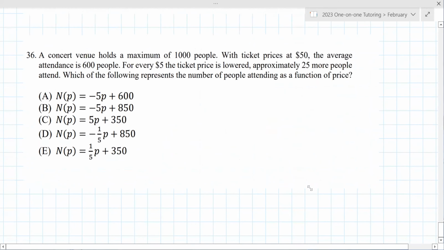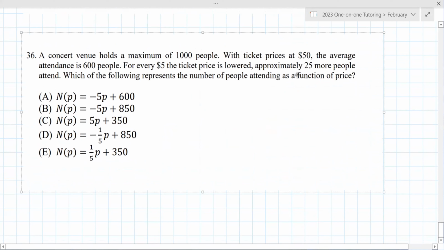Right, a concert venue holds a maximum of 1,000 people. With ticket prices at $50, the average attendance is 600 people. For every $5 the ticket price is lowered, approximately 25 more people attend. Which of the following represents the number of people attending as a function of price?